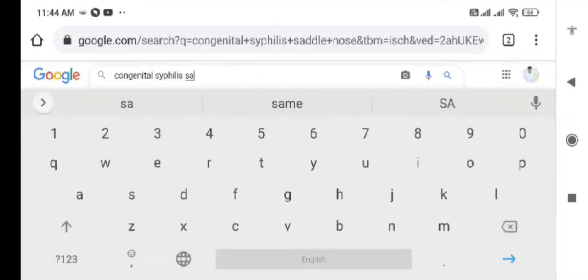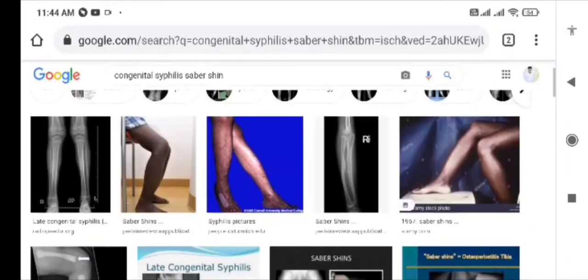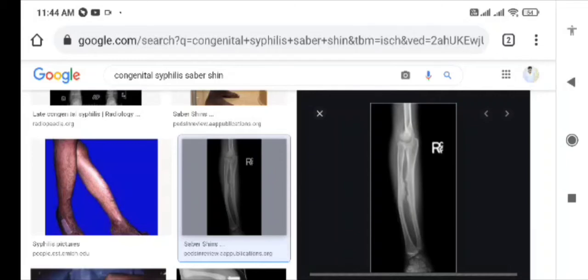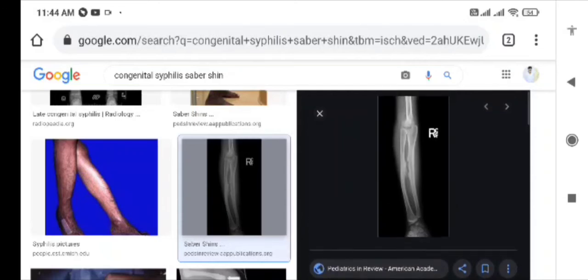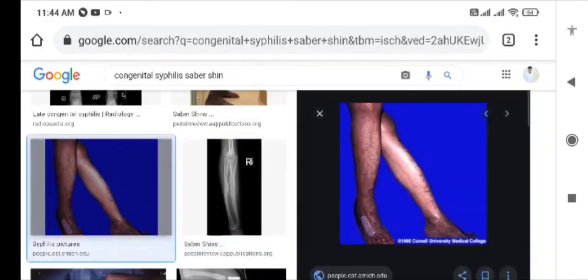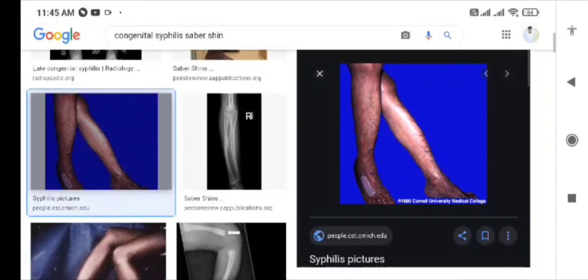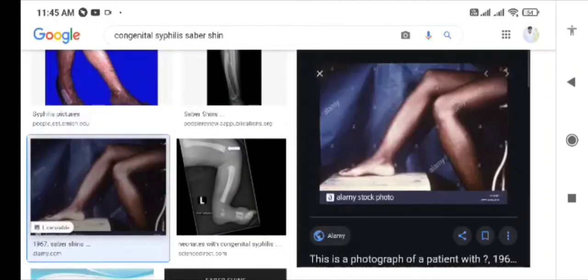Another thing which I will show you is saber shin. Can you see? Let me show you the radiograph. Yes, this radiograph is showing a 10 year old boy with saber shin. Let me show you some pictures. This is also showing the saber shin. So you can see that this tibia has become sword-like. It has become sharpened. So that is saber shin. This is another picture showing saber shin.